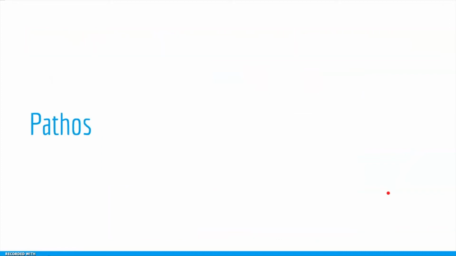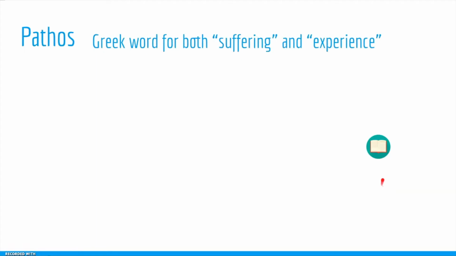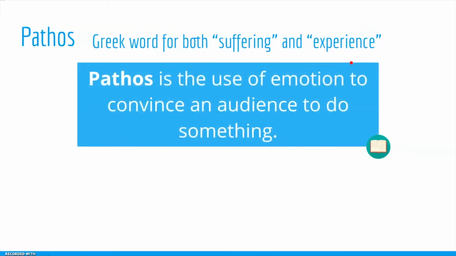Pathos is our second one. This is also a Greek word, but it's a little more intense. It means suffering and it means experience, and we'll break that down a little bit more. But the basic definition is that pathos is the use of emotion to convince an audience to do something. So go ahead and write that down.